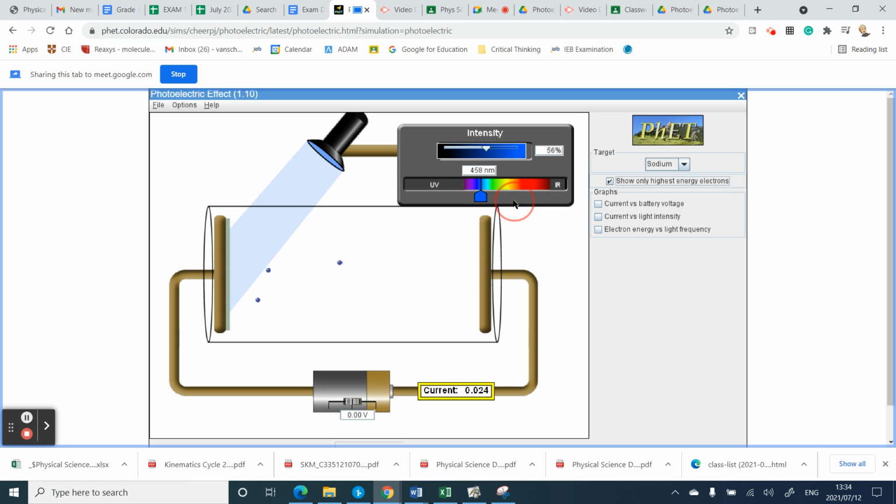Remember when we started? Let me just turn this, so can you see there's no voltage here? So that means electrons cannot be pulled across to the other side. Let's just start as we did the other day. We started with red light.